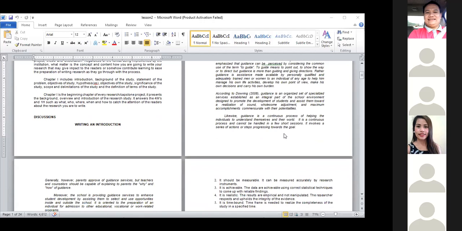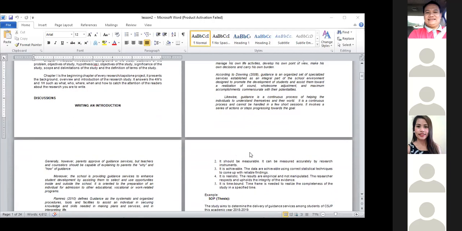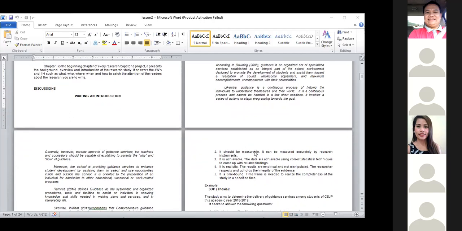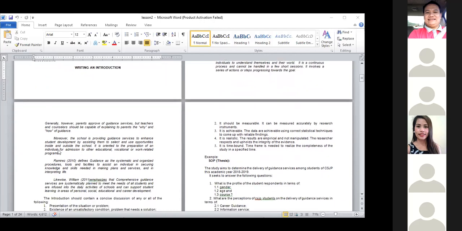Syempre, pag mas maganda ang introduction, the rest of the paper, the rest of the research is also good. Okay? So yun yung magandang practice natin. Okay, the next. Generally, however, parents approve of guidance services. So yan yung mga example, no? So moreover, I used here moreover, and then another author claiming or defining what is guidance, no?